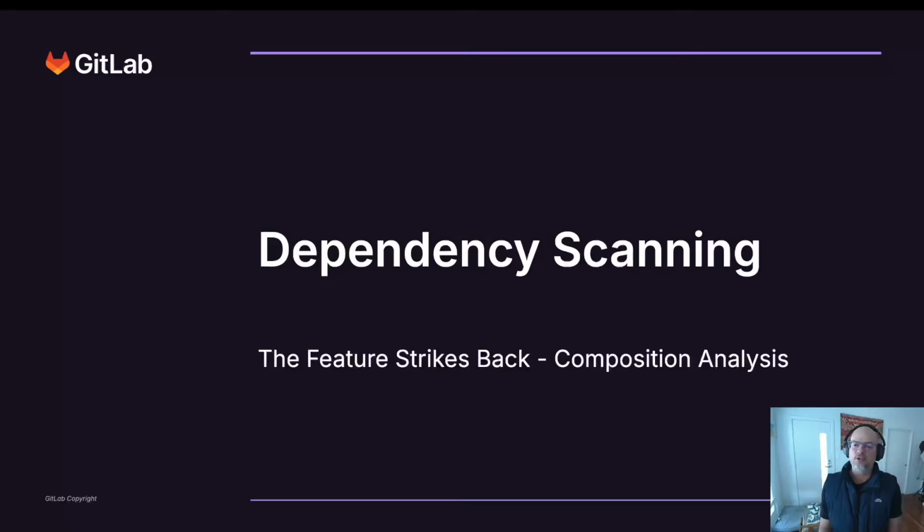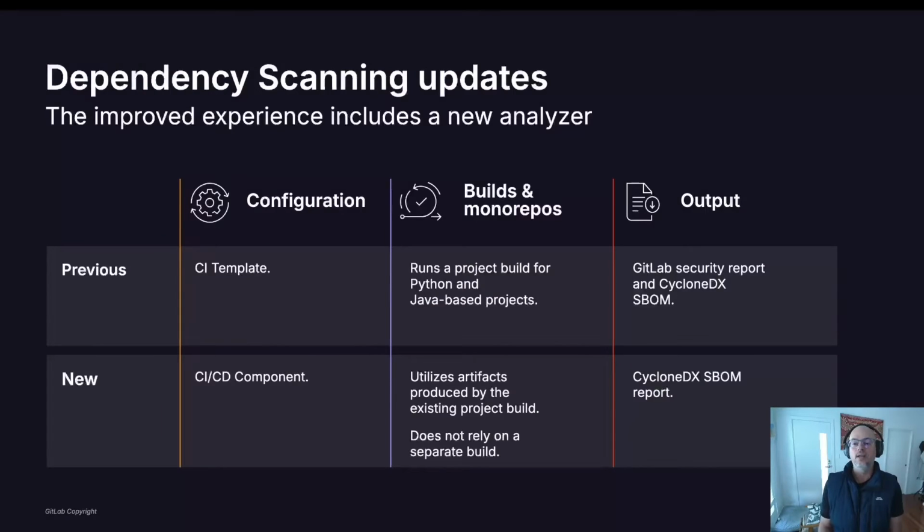I'm an engineering manager on the composition analysis team, and this is part 2 of a video where I talk about the planned improvements to our dependency scanning feature. As mentioned in the previous video, the upcoming improvements to dependency scanning include a new analyzer. This analyzer delivers a comparable experience, and I want to emphasize that we're not removing capabilities, but improving on the user experience. The first change is the configuration of the analyzer.